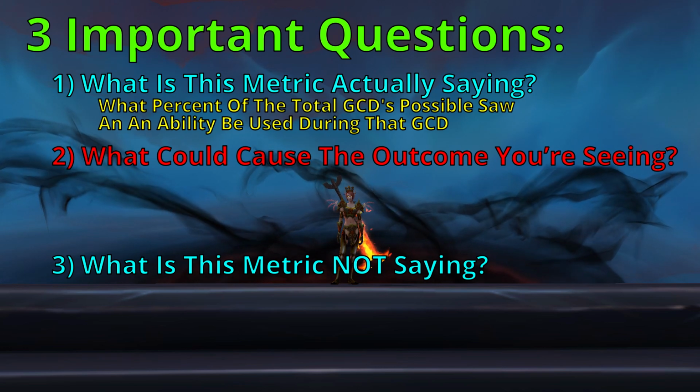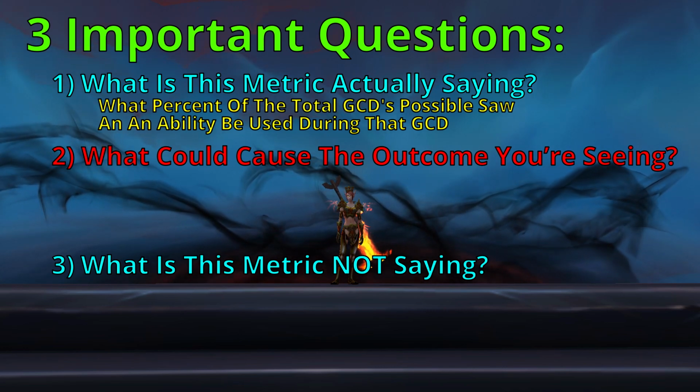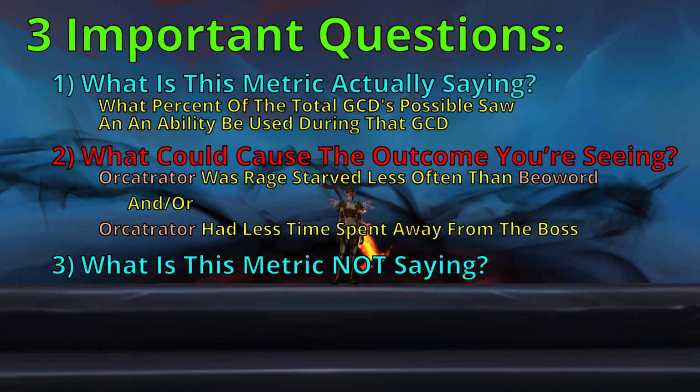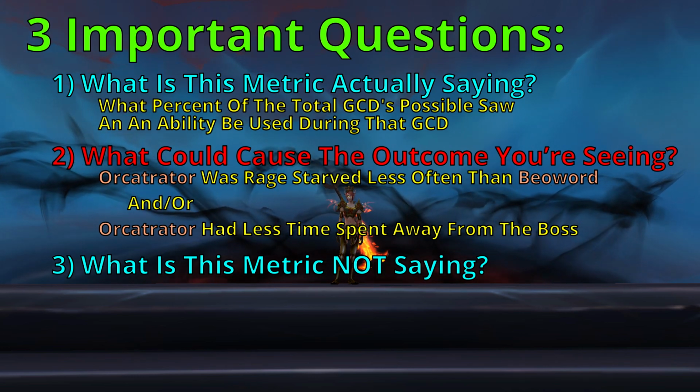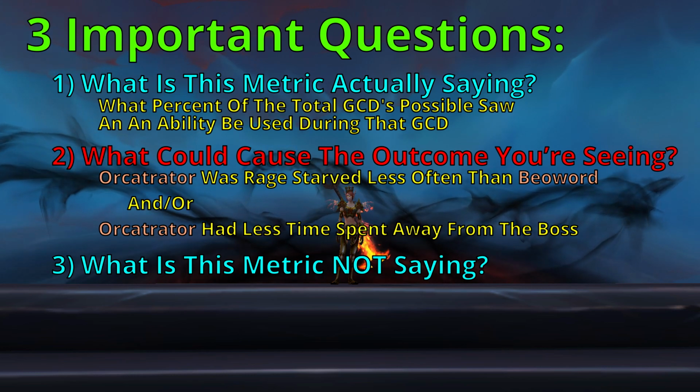The second question is, of course, what could cause the outcome that we're seeing? The most obvious explanations for this difference is that Orchestrator probably had better uptime of the boss, or maybe they were rage-starved less often over the course of the fight.